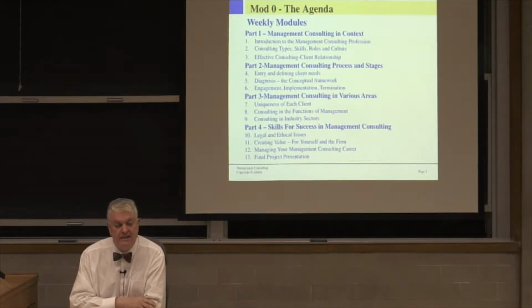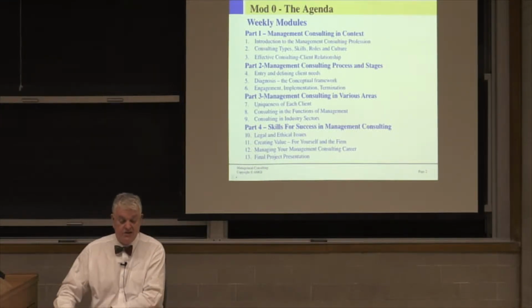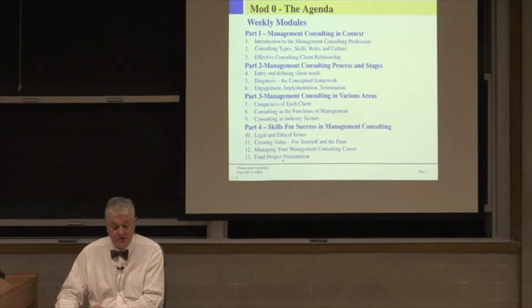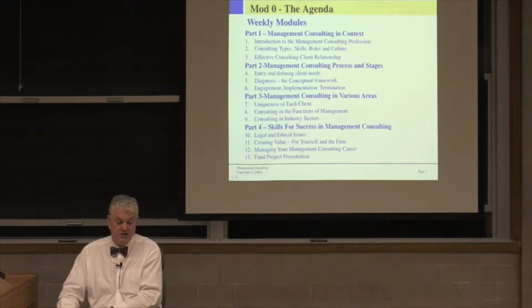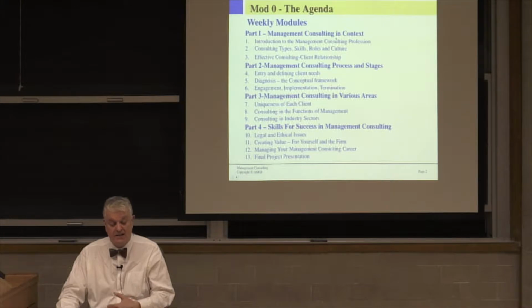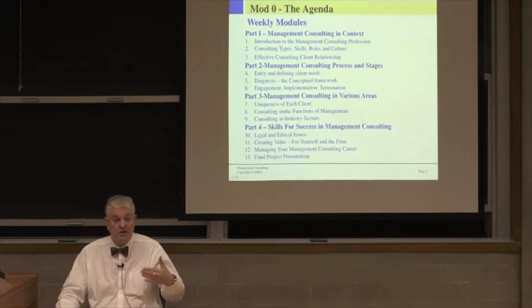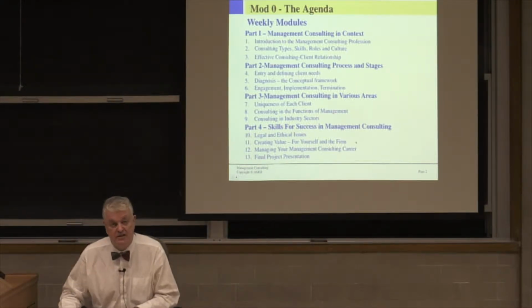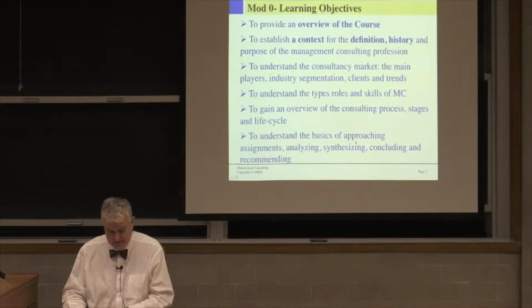So I went through this basically in the previous video, so I won't go through it again, but it tells you that there are 12 modules, and there's a final one on your project presentation. And each of the modules is around these major themes: management consulting in context, the management consulting process itself, the stages of when you actually engage with clients, and then the various areas of consulting, the functions, and then the skills that you need for success as consultants.